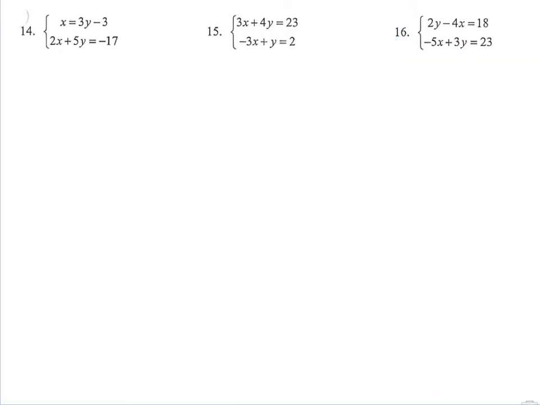All right. Here we go. Number 14, here we go. I know that x is equal to all of this, so therefore I can sub all of that into x. So 2 times all of that, 3y minus 3, plus 5y is equal to negative 17. What do I do now, gentlemen?